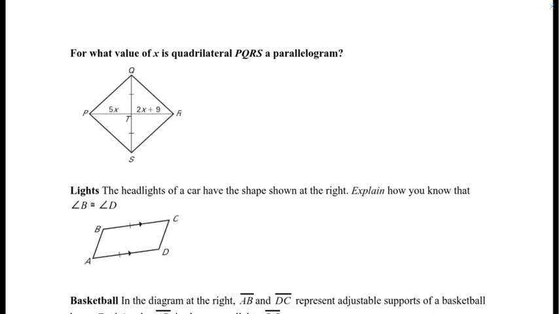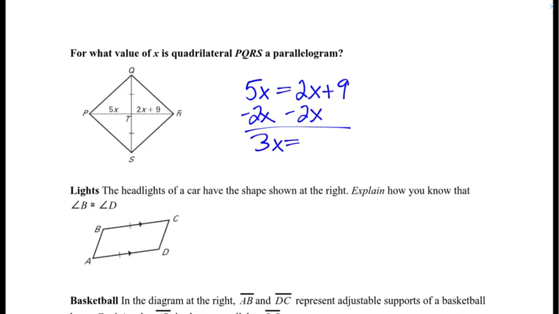So we're going to use that last piece to where we want the diagonals to bisect each other. So in this case, if they were to bisect each other, 5x, which is the length of PT, would have to equal 2x plus 9, which is the length of TR. And then if we solve that for x, we come up with an x value of 3. So basically what we're saying is the only time that this quadrilateral will be a parallelogram is if x is 3. If x was anything else, this shape would actually not be a parallelogram. So it has to be 3 in order for it to be a parallelogram.